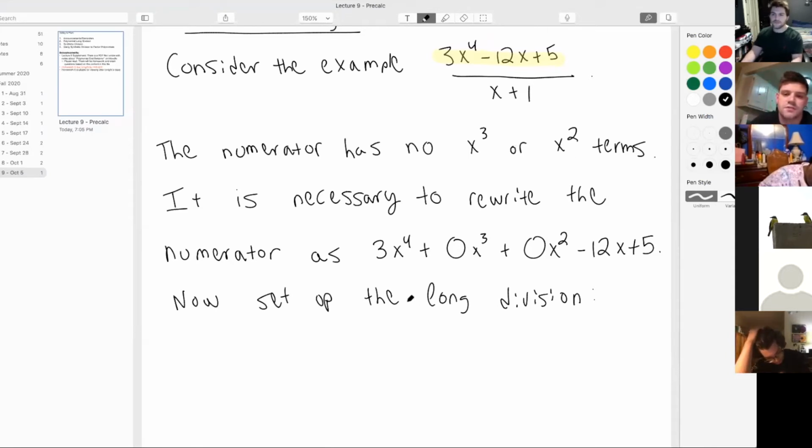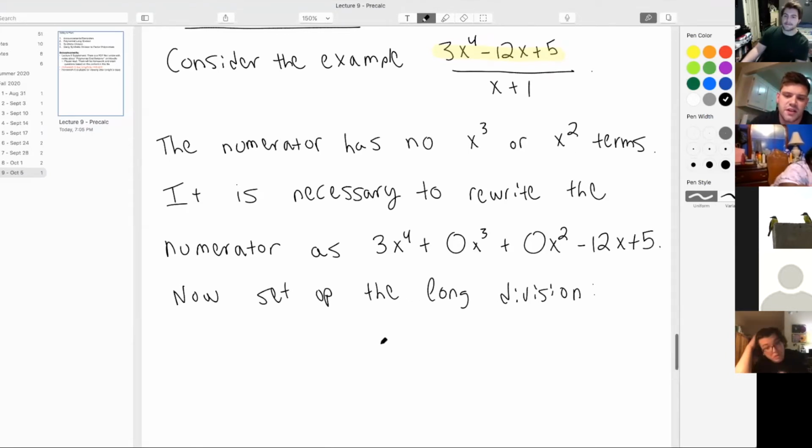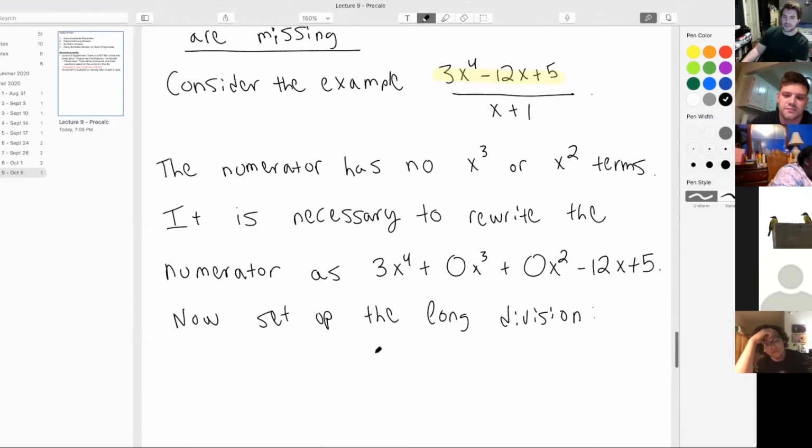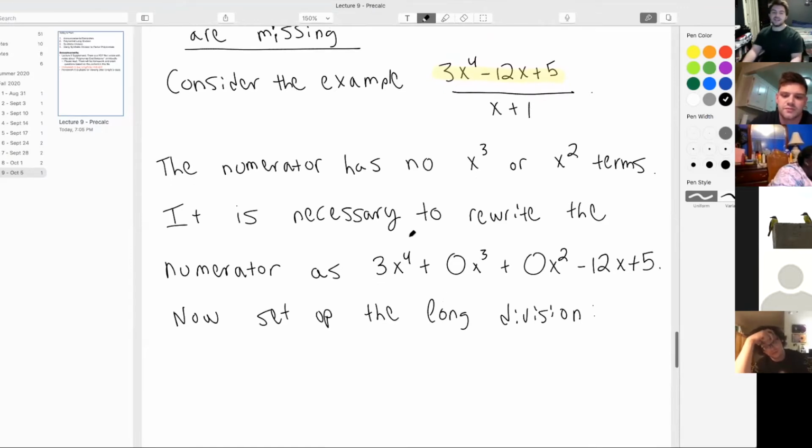You have a question? Yeah, do you always need x cubed or x squared in each time you divide? Yeah, so if your highest power is, say, 5, you need to account for anything lower that's missing. So our highest power here is 4. So we ought to have every single power down from 4 present. Okay, got it. Yes.